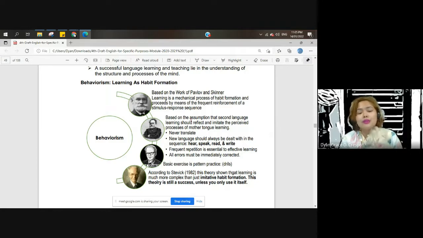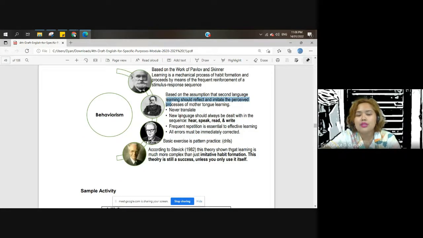So, repeat and repeat. Repetition is very important. Why? Because in behaviorism, we believe that the more the child sees it, the more they understand it, the more they imitate it, the more they will fix it and reproduce it. So there is a lot of repetition, like in elementary. It is based on the assumption that second language learning should reflect and imitate the perceived process of mother tongue learning.